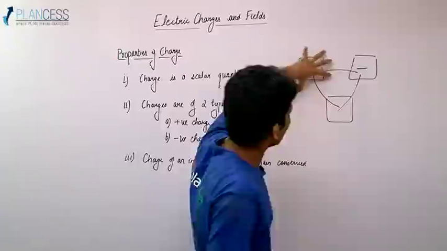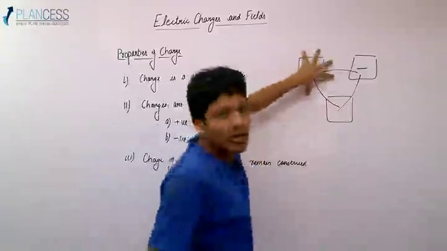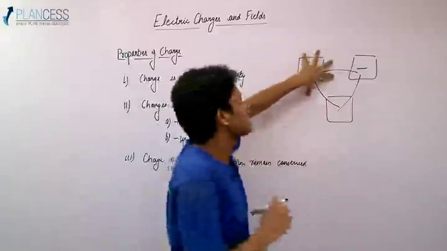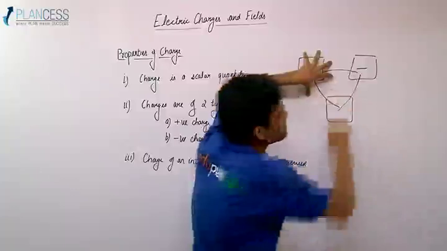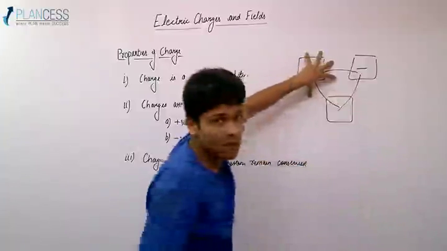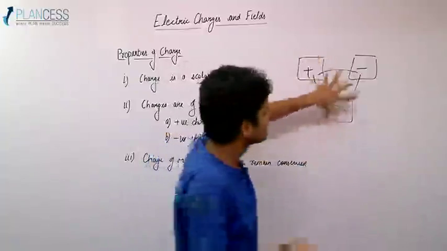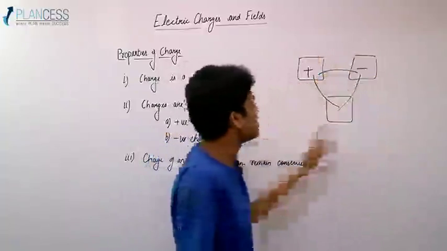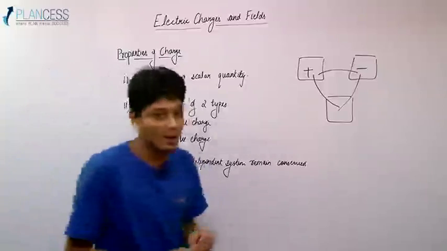So if I consider our system to be this body only, then I can't say that this system is independent, because this system is interacting with its surroundings. So this is not an independent system. For this body, the charges may not remain conserved. Similarly for this body, and similarly for this body. So independently for these three bodies, charges may not remain conserved.